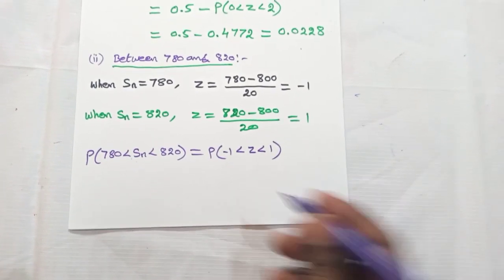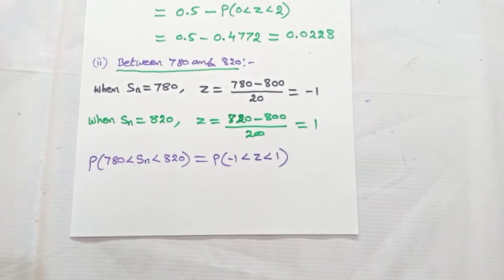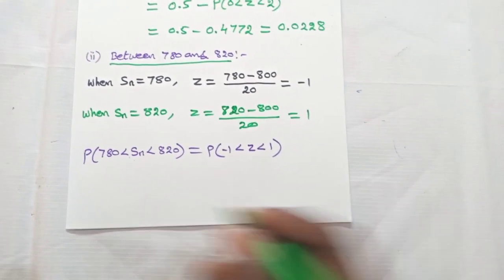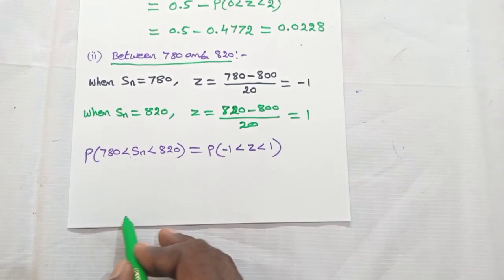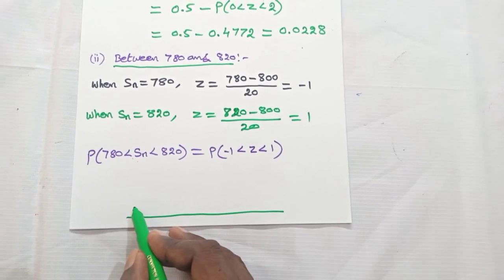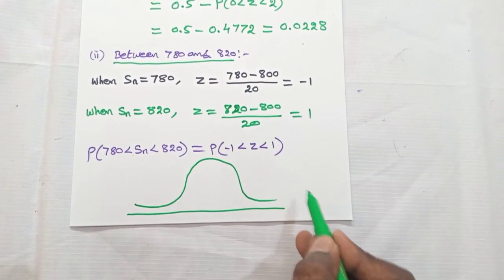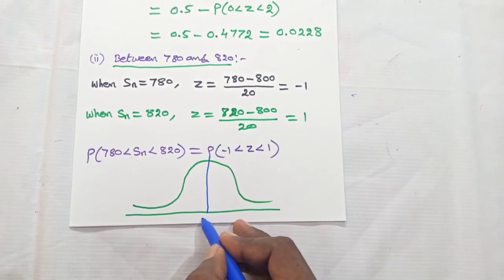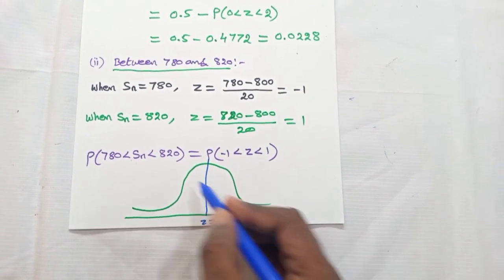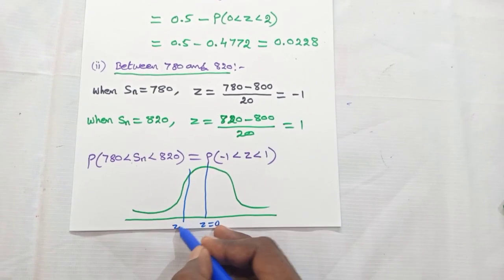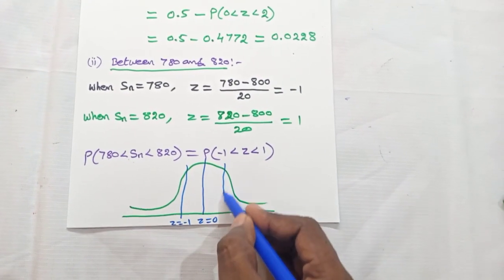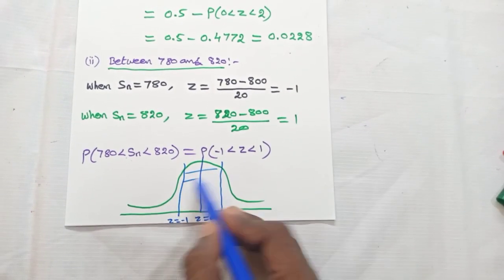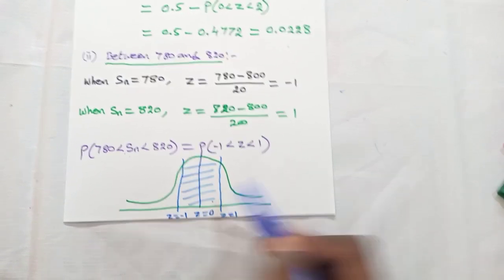From this I want to again draw a normal distribution curve. This is the normal curve. This is Z equal to 0. This side is Z equal to minus 1, and this side is Z equal to plus 1. I want to find out the area between these two. So this is the region I want to find out.